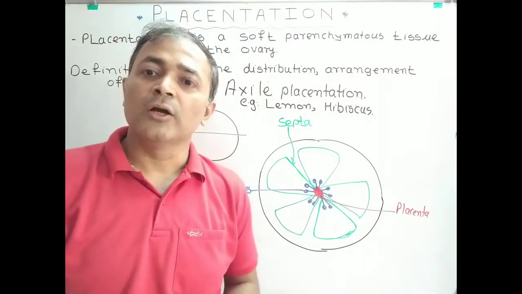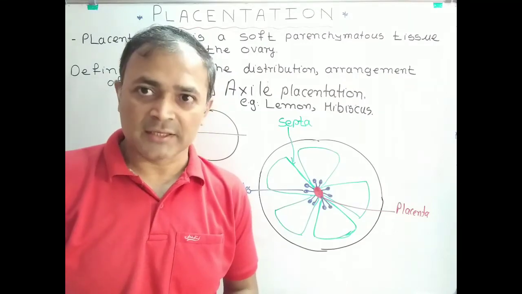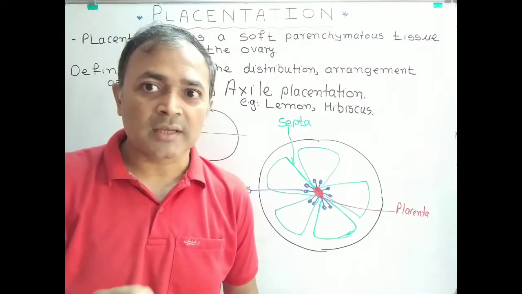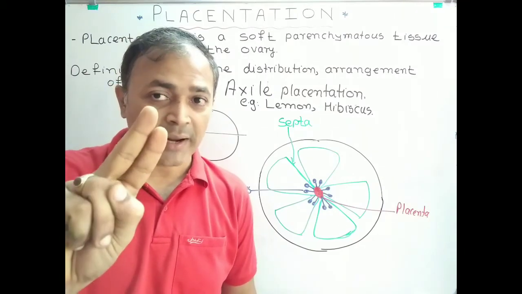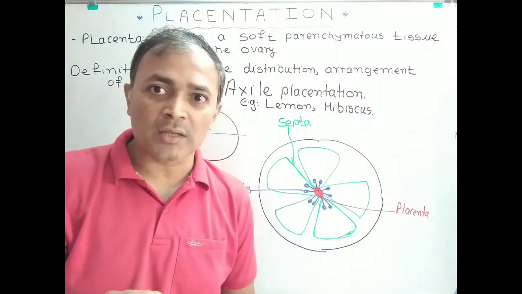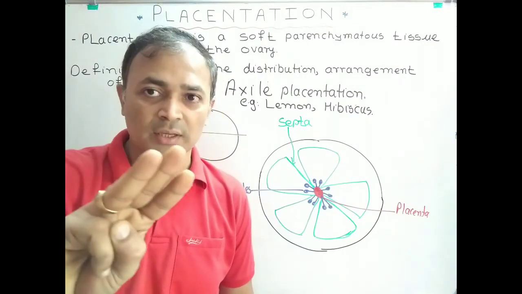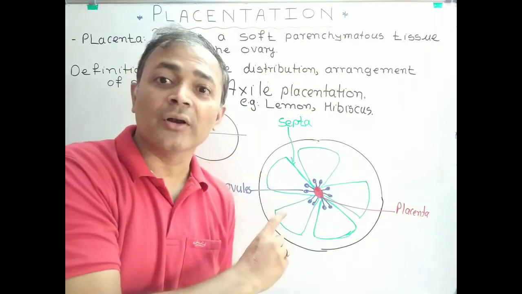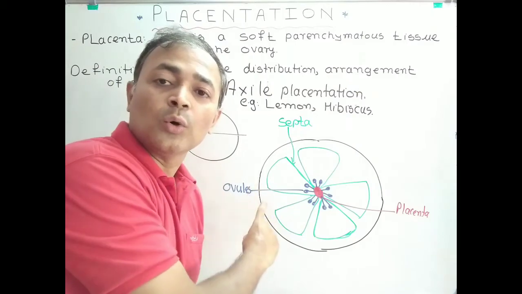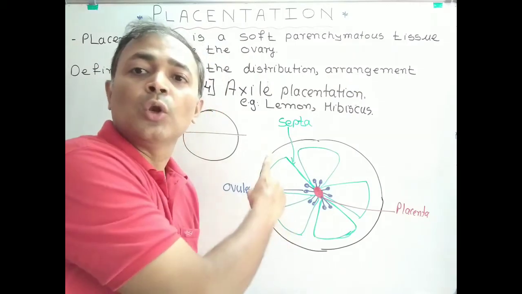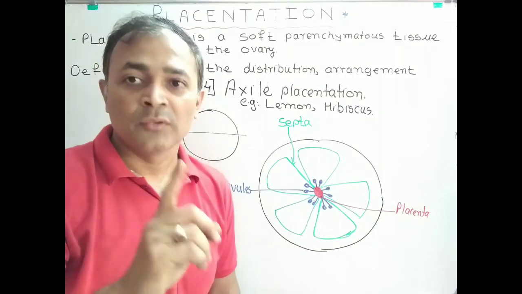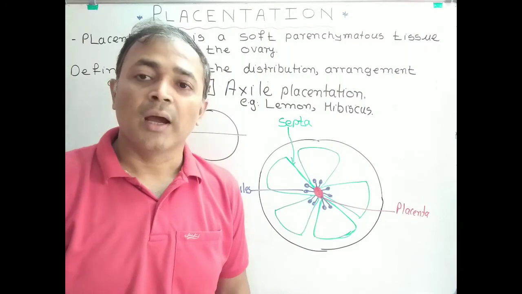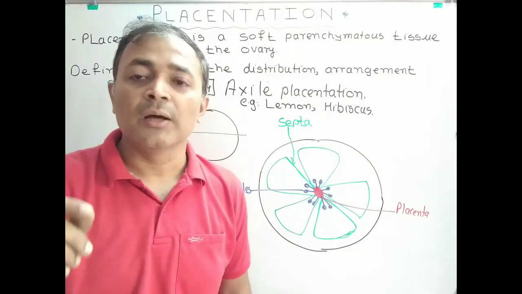So we have studied 4 types of placentations. The first one was marginal placentation. The second was the parietal placentation. Third was basal placentation. In all these 3 placentations, the ovaries were unilocular, but here we have seen that the ovary is multilocular ovary. Okay. Now let us proceed with the last type of placentation, and that is free central placentation.